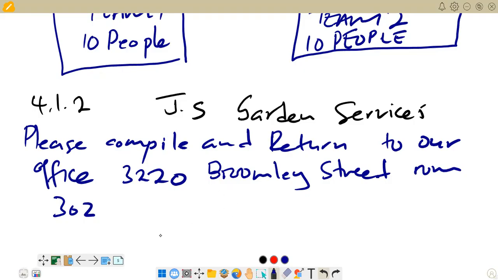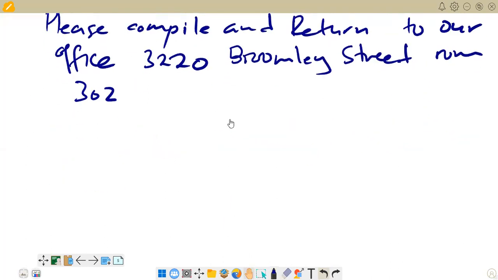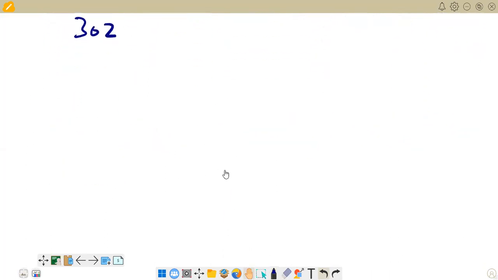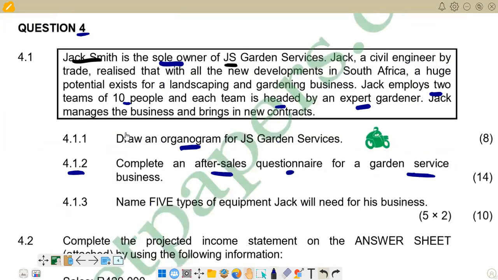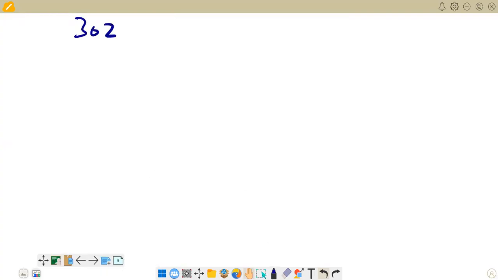So we are just given a reference of where the questionnaire should be submitted after the respondents have completed it. Then beneath that, you can construct the questionnaire. Depending on the type of questionnaire we are given, we can check in the question if we are confined to a specific type. They are just saying complete an after-sales questionnaire, and they are not specifying whether it is open-ended or closed-ended. So we can just choose what we think is necessary. In this scenario, let's just put an open-ended one.